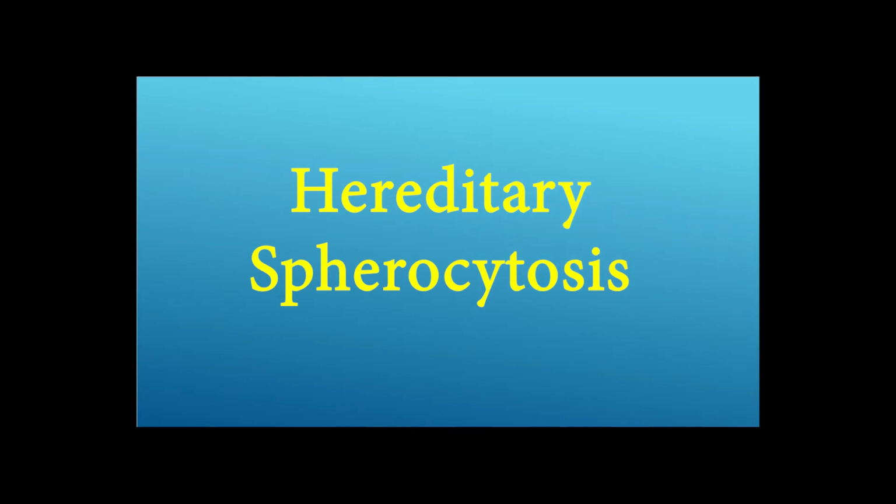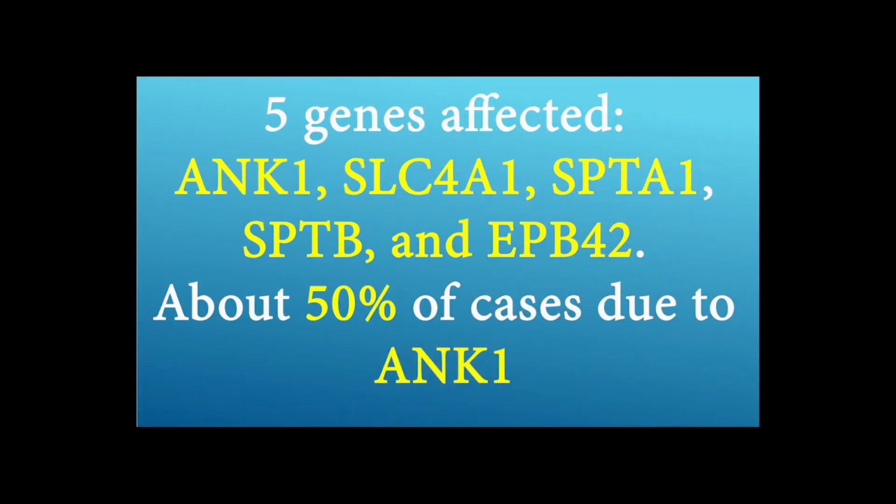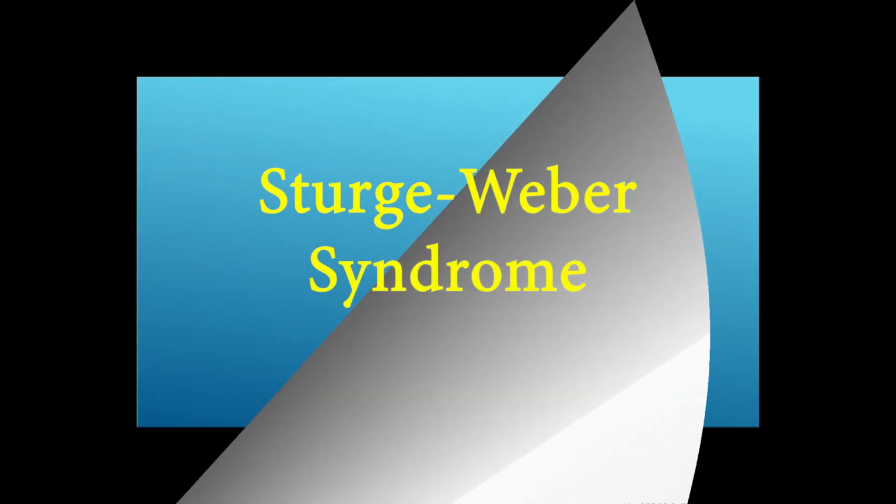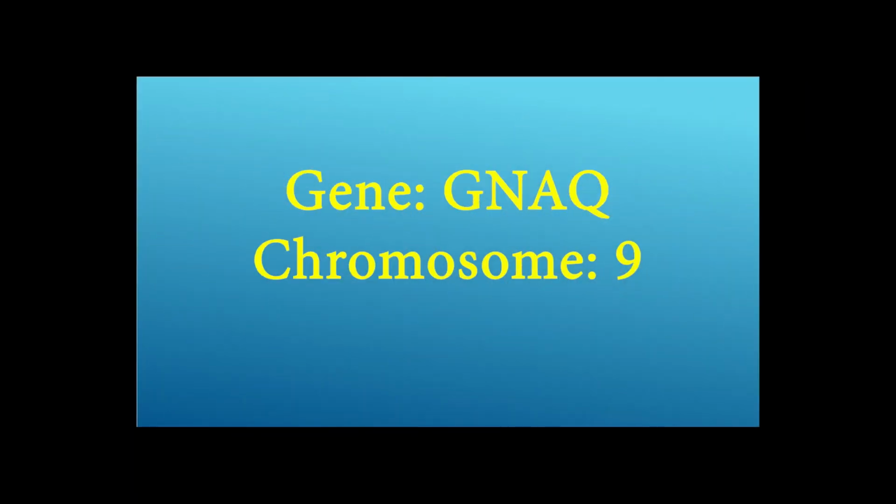Hereditary Spherocytosis. Five genes affected in hereditary spherocytosis: ANK1, SLC4A1, SPTA1, SPTB, and EPB42. Approximately 50% of cases are due to ANK1. For the USMLE Step 1, just remember ANK1. Sturge-Weber Syndrome. Gene mutation is GNAQ, located on chromosome 9.